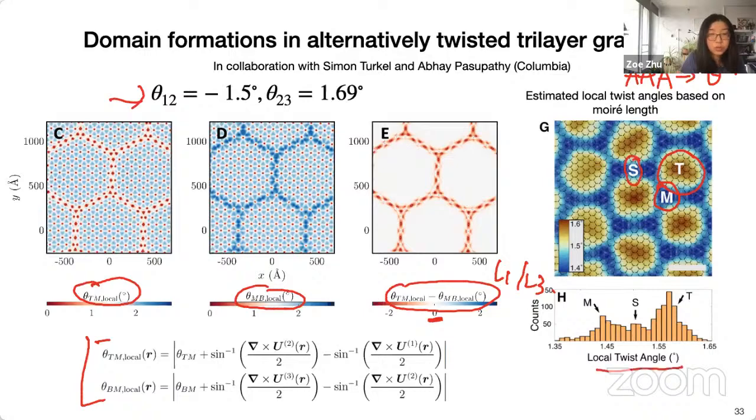And from the distribution of the local twist angles, we can clearly see the 3 distinct regions in this figure. And this trend matches with experimental observation, which I will not go into detail here.